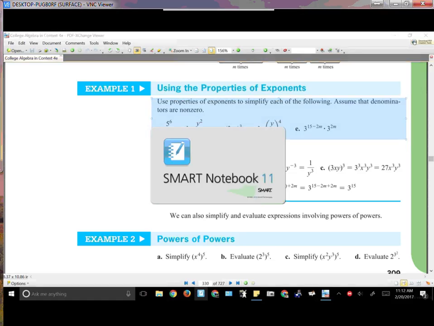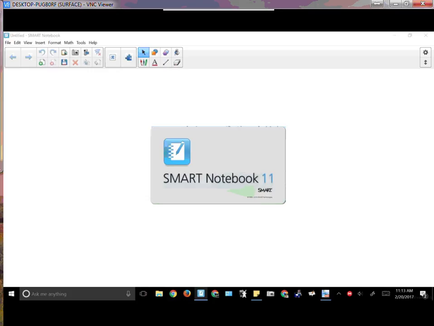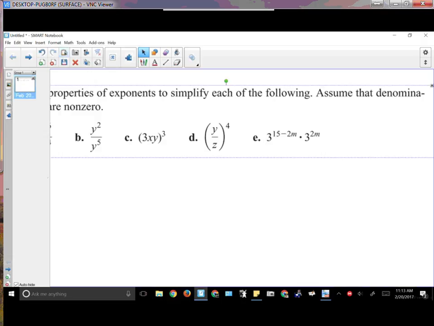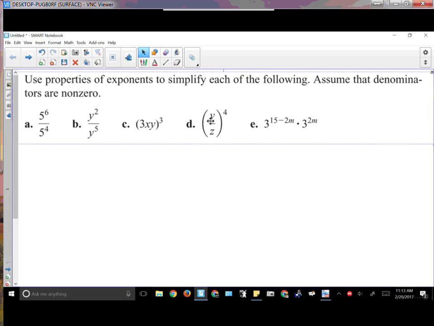Now we always want to make sure that we understand that the denominator is not going to be 0, because if the denominator is 0, we end up having division by 0, and division by 0 is undefined. Okay?